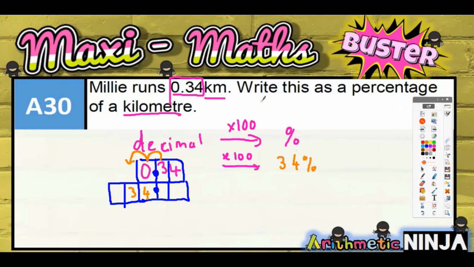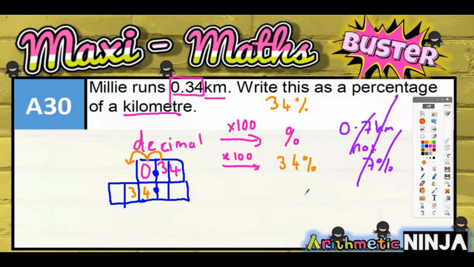So 0.34 is 34%. Now, it took me a little bit of a while to explain that. I could have just said 0.56 would be 56%, 0.78 would be 78%, 0.29 would be 29%, so 0.34 would be 34%. You have got to be a little bit careful, because if, for example, it was 0.7 kilometers, that is not 7%. 0.7 is not 7%. So, and I'll illustrate it to you, 0.7 is actually 70%.